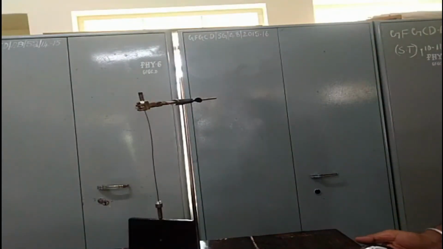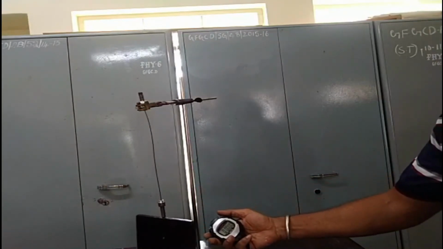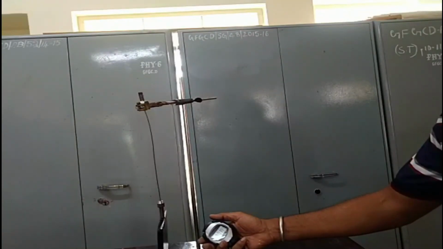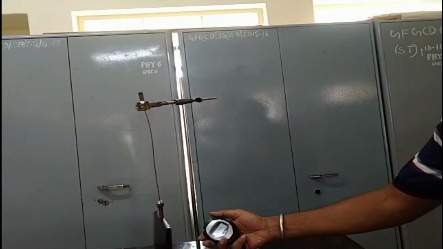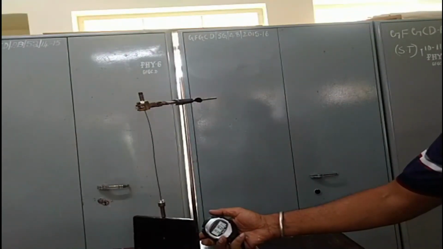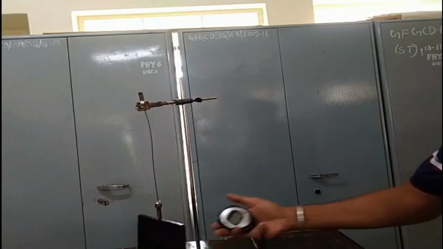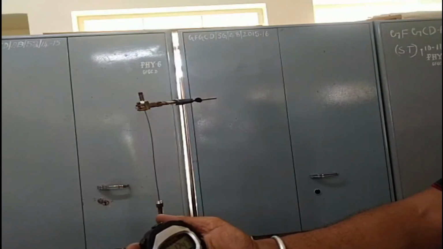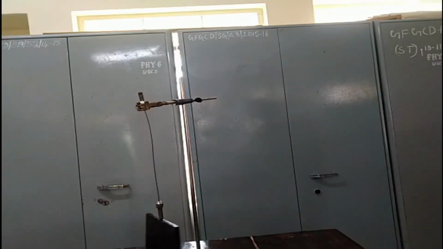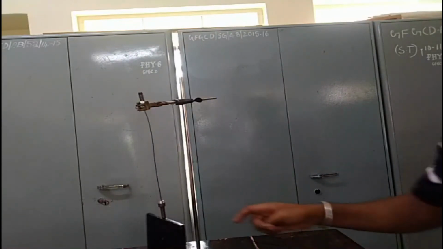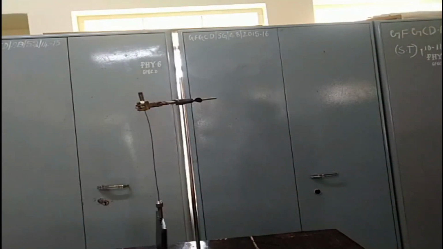So these are the oscillations about the axis. I'll start the timer. Start 1, 2, 3, 4, 5, 6, 7, 8, 9, 10. Now in this case it is showing 12.47 seconds as one trial. So similarly repeat the experiment for another 2 trials, take the mean value and then calculate the period of oscillation when the axis is perpendicular to the length of the rectangular body.